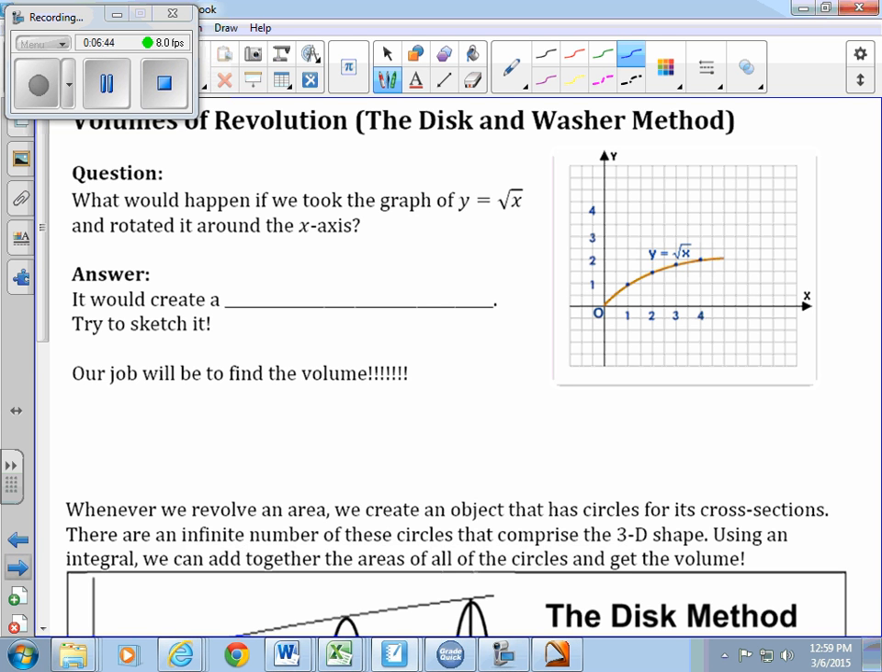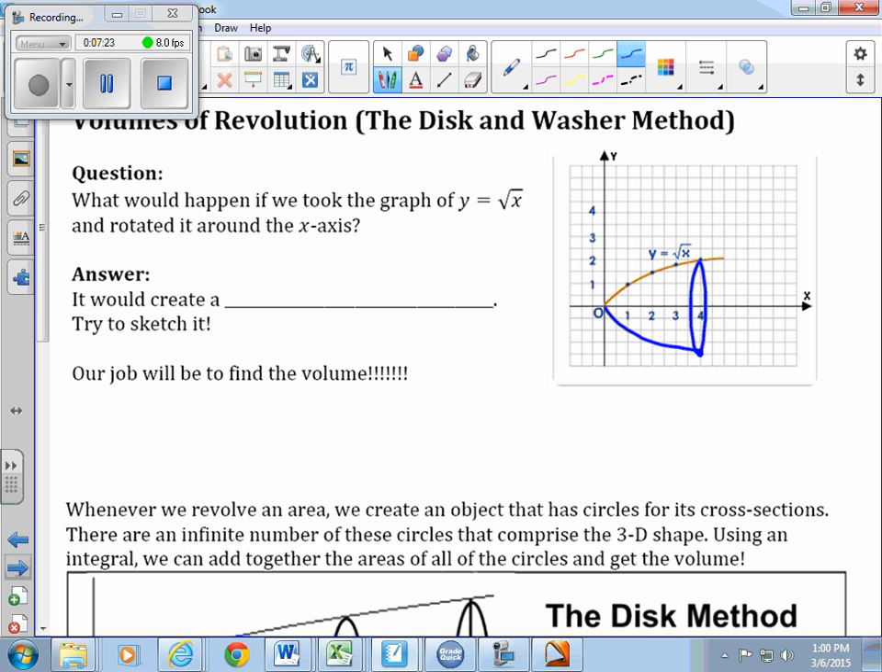What would happen if we took the graph of the square root of x and rotated it around the x-axis? What would it look like? Try to draw it. Visualize taking that graph and swinging it around the x-axis. You mean it's rotated in the third dimension too? I see what you mean. So in three dimensions. Yes.